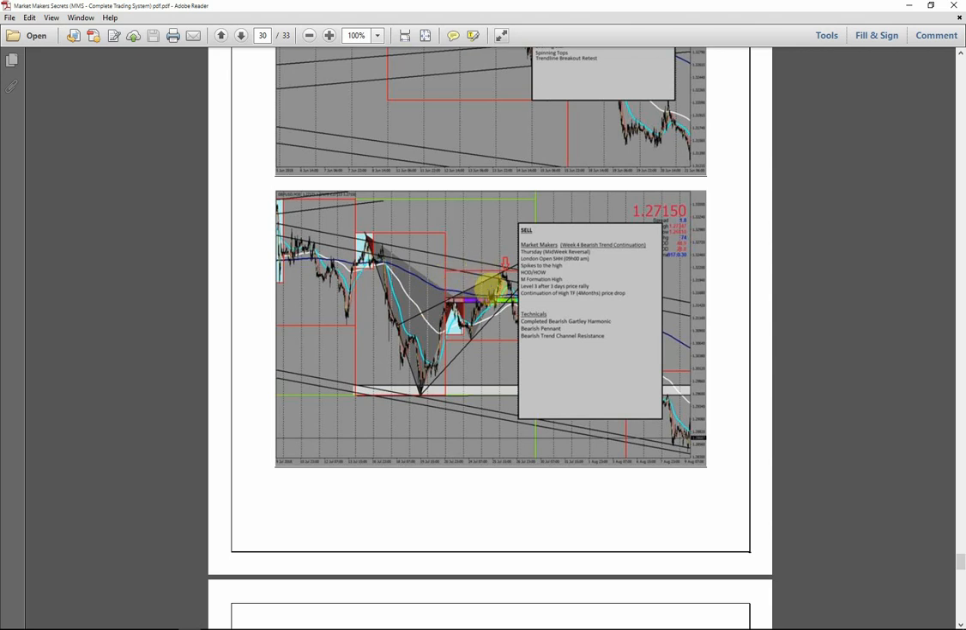We see a harmonic pattern, number 1. It looks like a Gartley. It is a Gartley. Number 2, there's also a continuation pattern, which is a pennant. Number 3, there's a diagonal resistance there, and that is our number 3. What else do we have? We don't have any moving averages there, and we're not gonna go into Fibonacci because we already have a harmonic pattern.